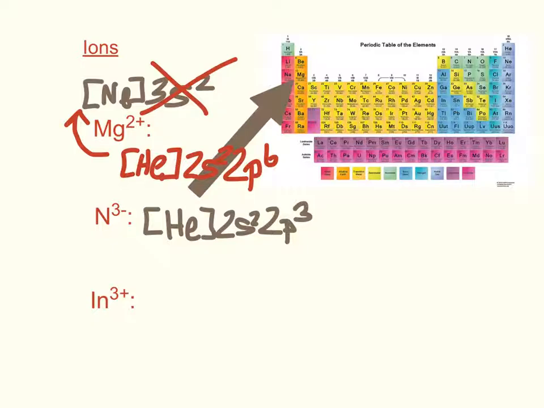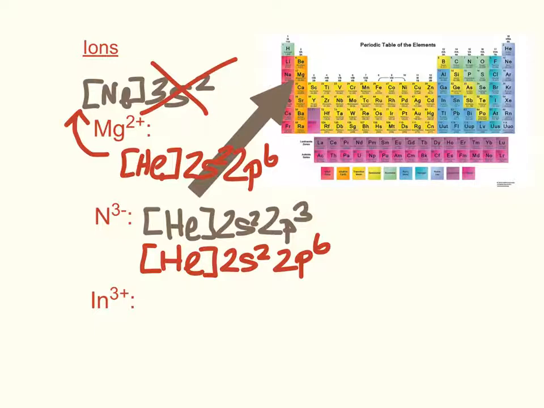So our ion, our nitride ion, is going to gain 3 electrons: He, 2s2, 2p, and now it's going to be 6. So you can see what it does to the electron configuration. It makes it a ton more stable, right?